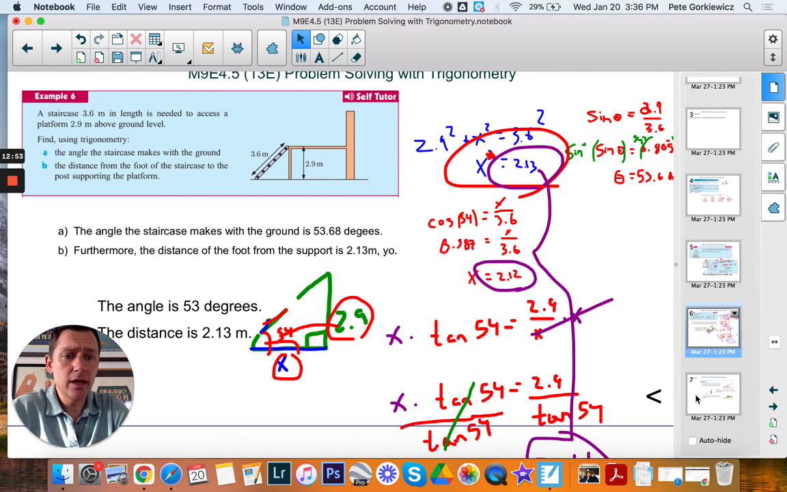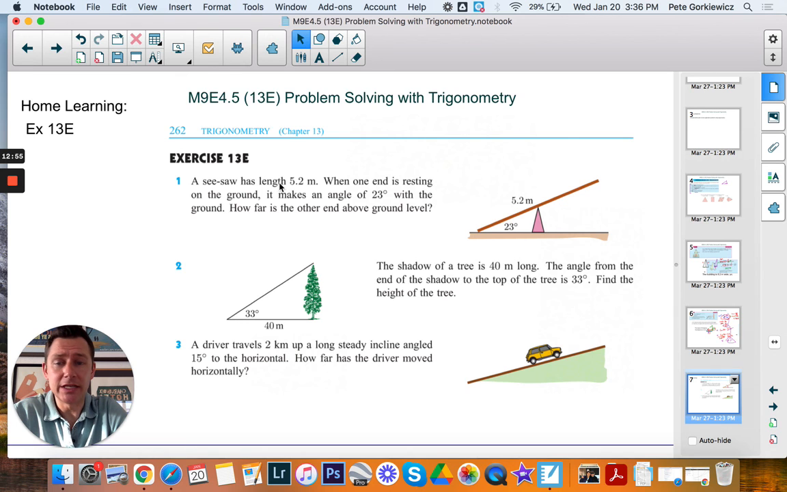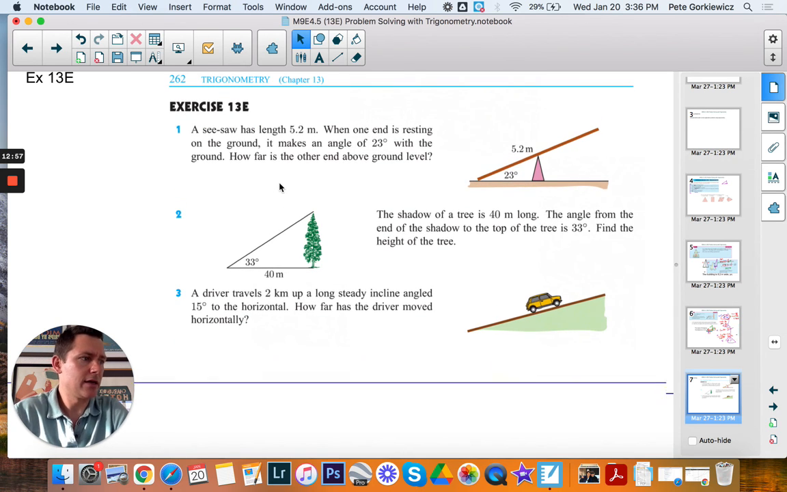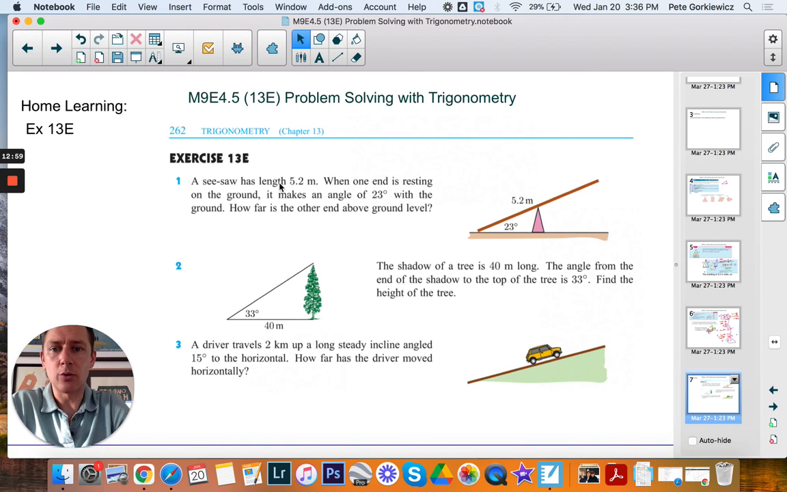So use your trig prowess and try 13E. And if you want to go on after that, you are welcome to.